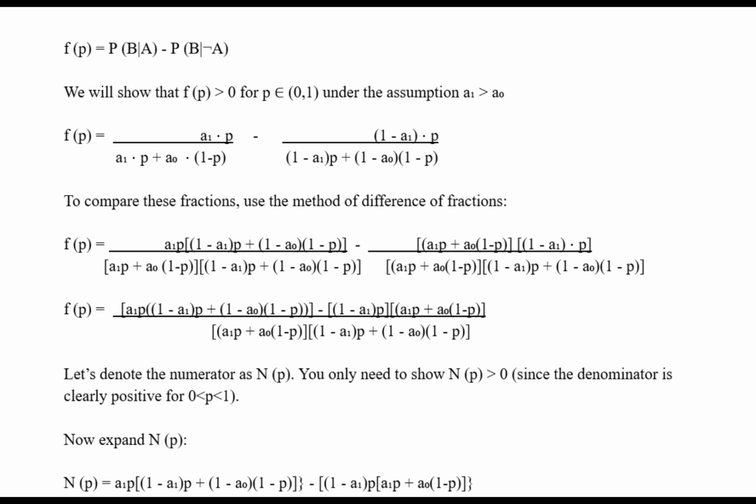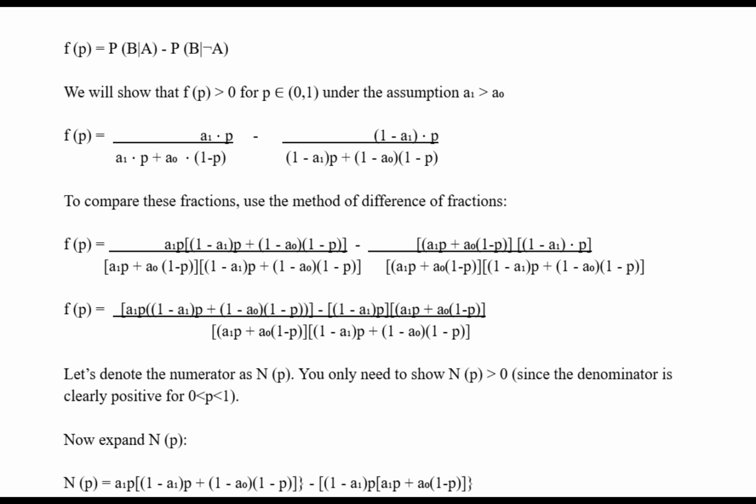All right, and so our next equation, once we've combined everything, is a1p times (1 minus a1p) plus (1 minus a0) times (1 minus p), minus (1 minus a1) times p times (a1p plus a0 times (1 minus p)), divided by (a1p plus a0 times (1 minus p)) times (1 minus a1p plus (1 minus a0) times (1 minus p)). So let's denote the numerator as n of p.